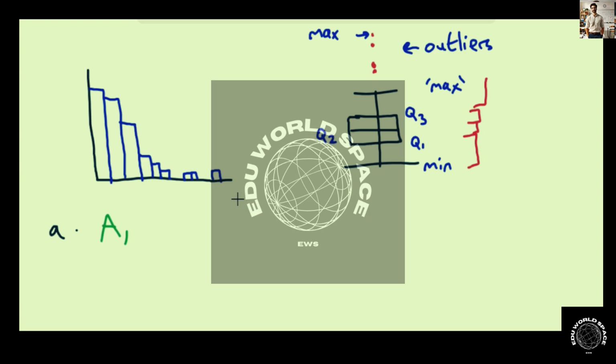We'll ignore E because it's not a left skew. A left skew would be this shape on the histogram, or this kind of shape on a box plot. You can see a long left tail.